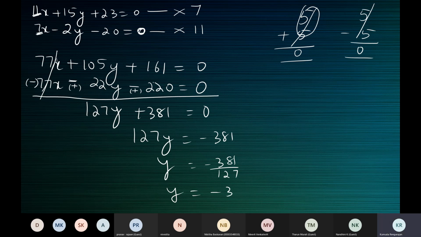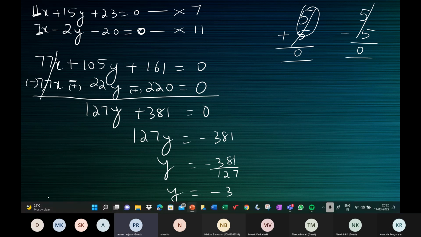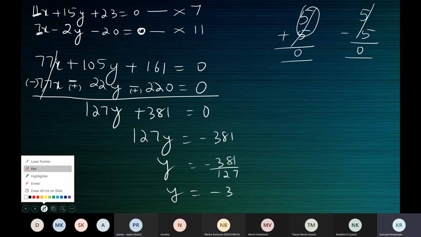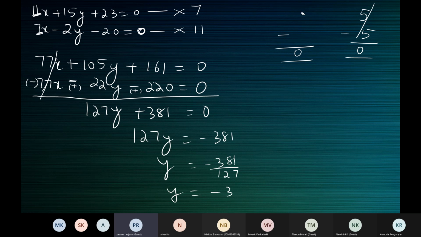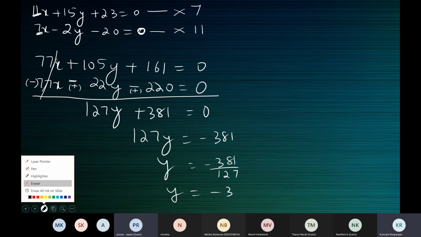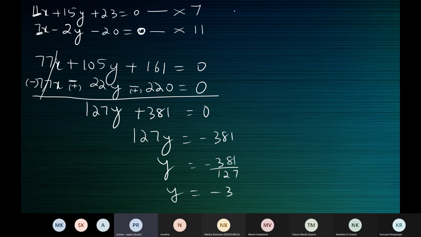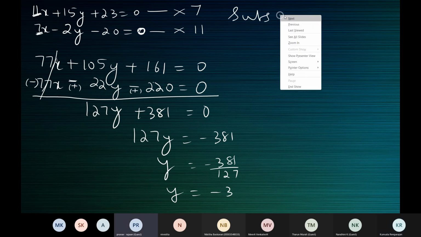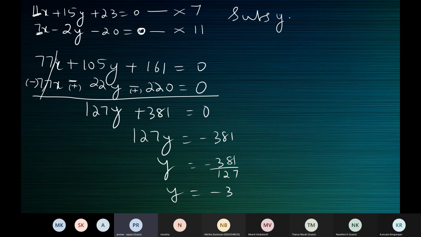Next, Pranav, what should we do? Next we must find for y, ma'am. Y we already got, no? Y is minus 3. X, ma'am. Sorry, ma'am, variable mistake. You must find x. You must put y as minus 3 and find x. Tell me, what should I write here? Substitute y as y is equal to minus 3. In which equation? Ma'am, in equation 2.